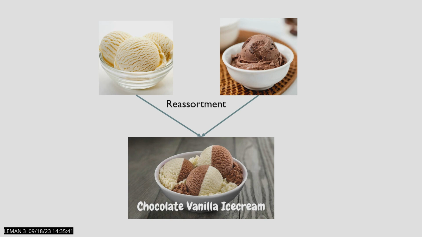So this is a silly introduction into reassortment, but it's essentially what it is, where, just a reminder, we have 2 different strains co-infect the same host and the same cell potentially within the host. What you might get as a result is a kind of hybrid virus that is reassorted.